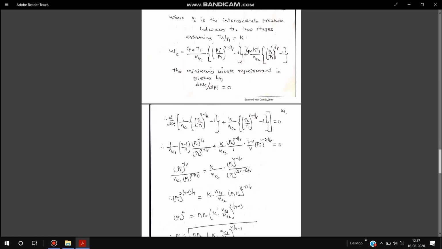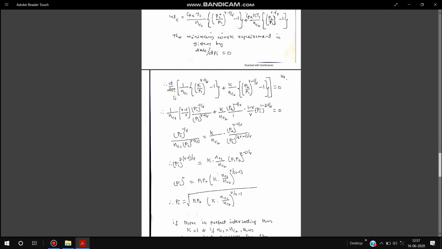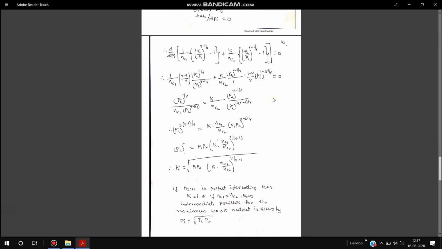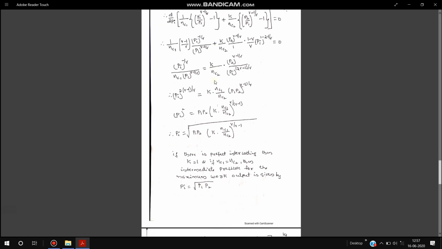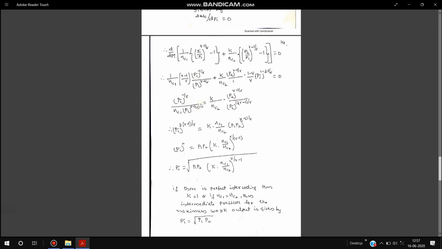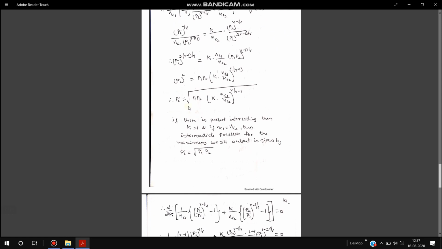So for minimum work requirement, we differentiate this work with respect to Pi and equate it to 0. We get d by dPi of 1 by eta C1 (Pi by P1 raised to gamma minus 1 by gamma minus 1) plus K by eta C2 (P2 by Pi raised to gamma minus 1 by gamma minus 1) equal to 0. After simplification, we get the intermediate pressure as Pi equal to root of P1 P2 times (K eta C1 by eta C2) raised to gamma by gamma minus 1.